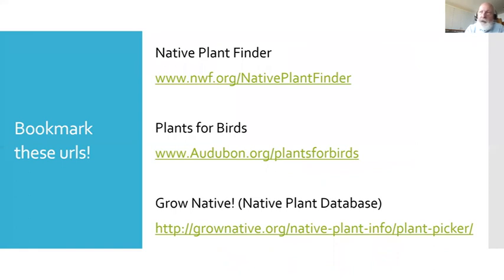Now, a couple of other URLs, by the way. Audubon has some great resources for Plants for Birds. Native plant database, grownative.org. They're out of Missouri, but they've got a great online database for plant selections. And the National Wildlife Federation, nwf.org, has a native plant finder that's very helpful. So again, even just searching for native plants in your area, you'll find all kinds of resources.